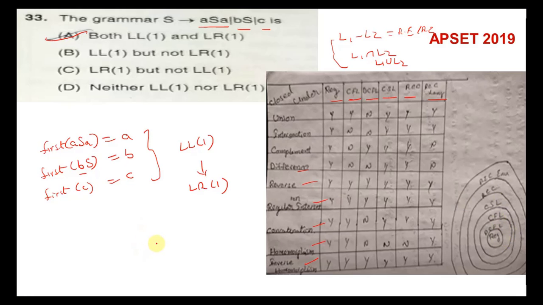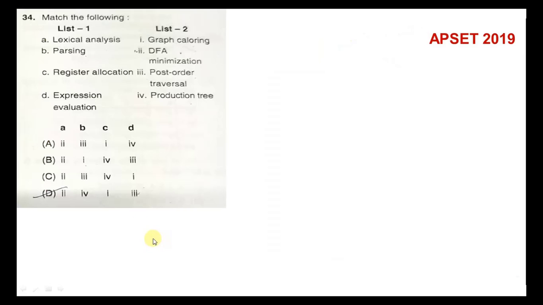Now see the next question, question number 34. The question is match the following. We have to match the elements of list 1 with the list 2 elements. Lexical analysis depends on finite automata. It is understood by the finite automata machine.